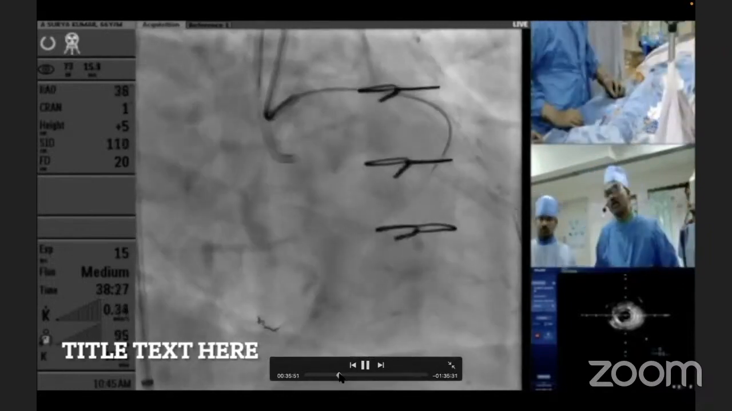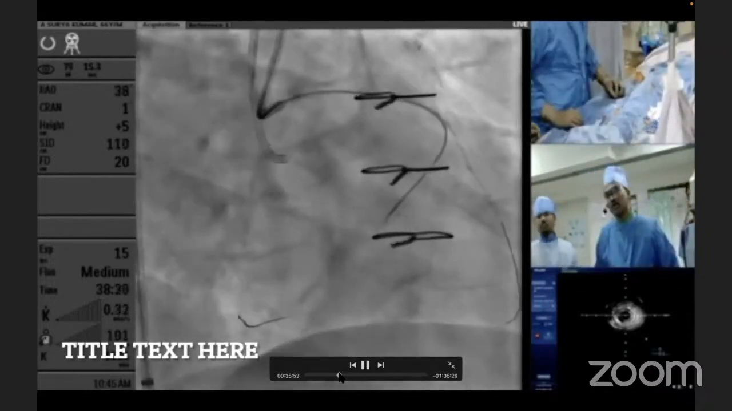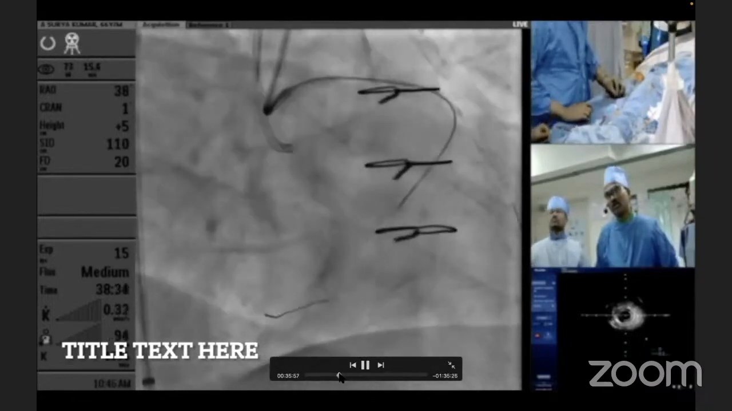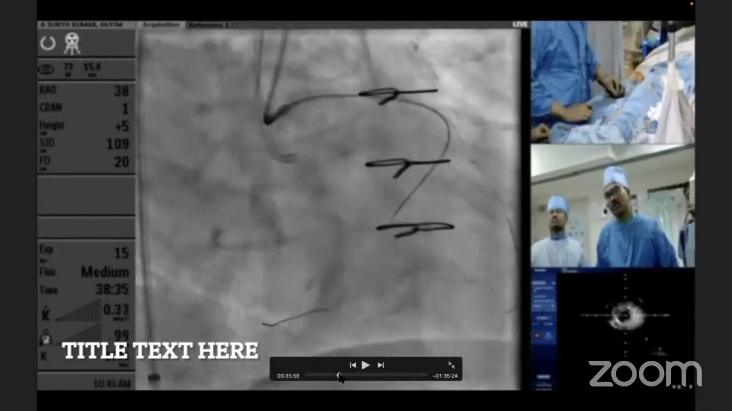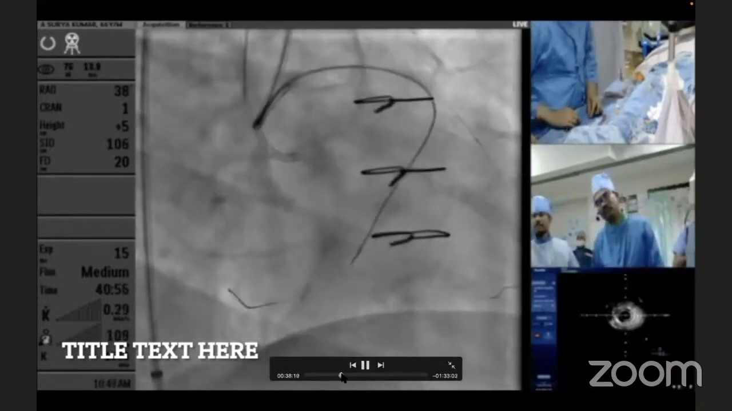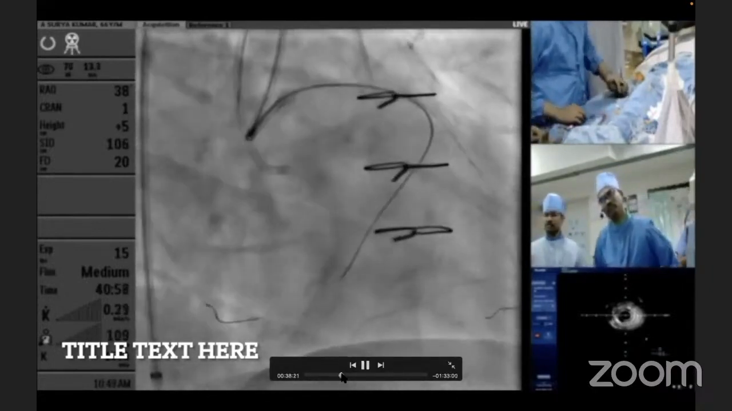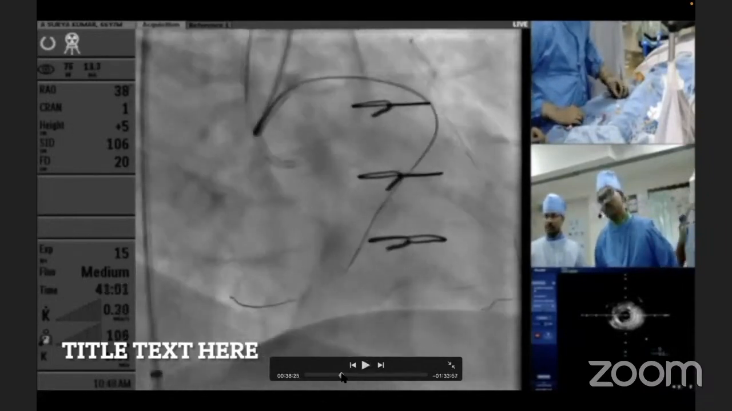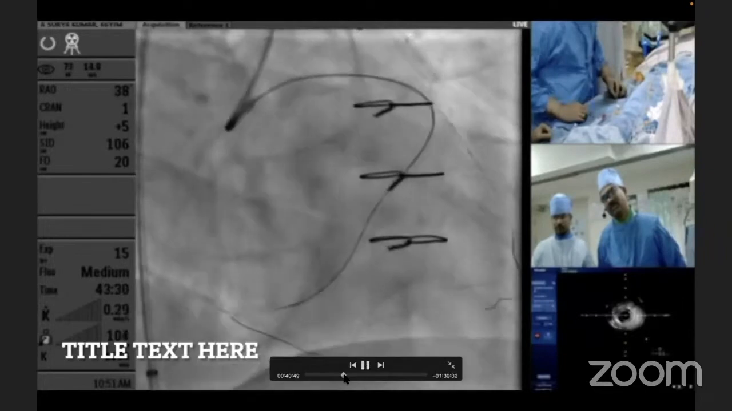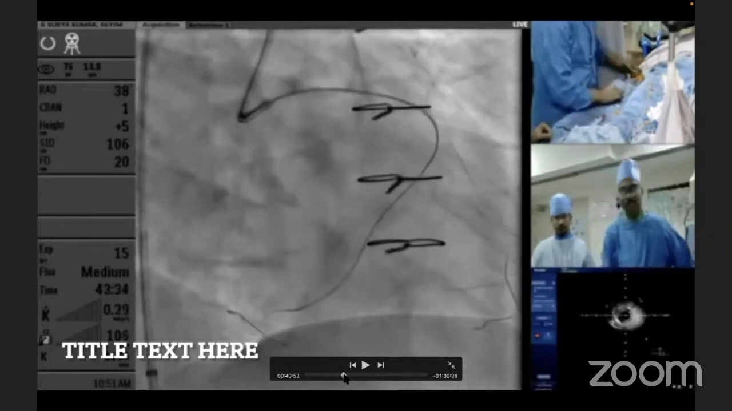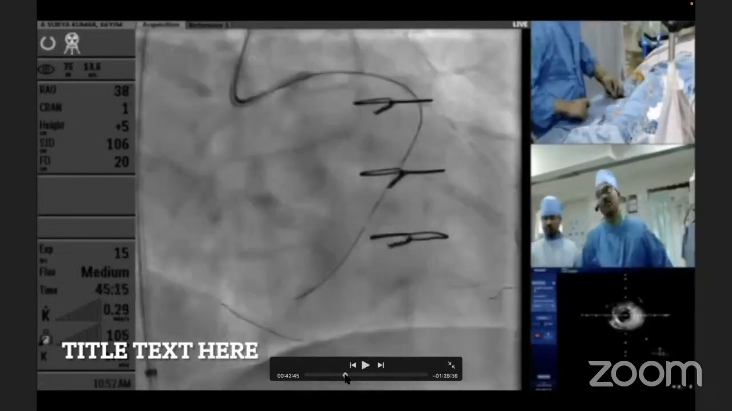Now we tried advancing the Corsair, but it took a lot of effort to advance it. Is it the normal Corsair or the Pro XS? It's XS. But at some point the catheter has catheter fatigue, so I had to take it out and take another.